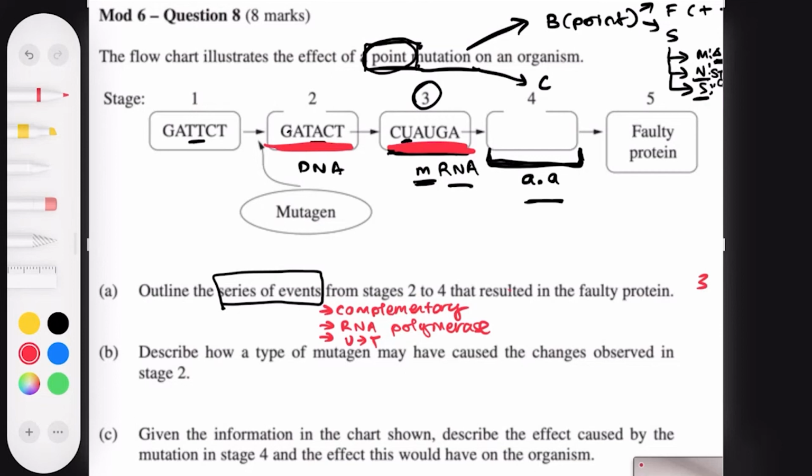So a template exam answer would look like this. In step 2 to step 3, the process of transcription occurs, whereby the template GATACT strand is converted into a complementary mRNA molecule with thymine replaced by uracil. The enzyme responsible for this is RNA polymerase, full stop. You see how I referred to the data? I've used the buzzwords, and it's clear and concise.